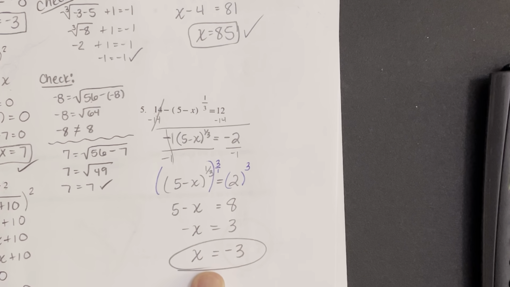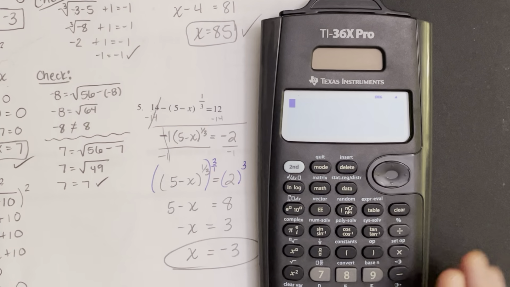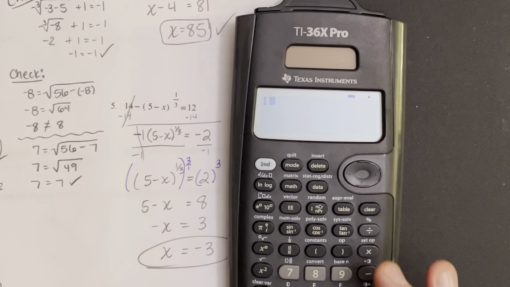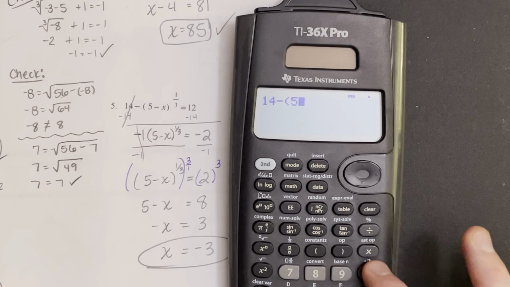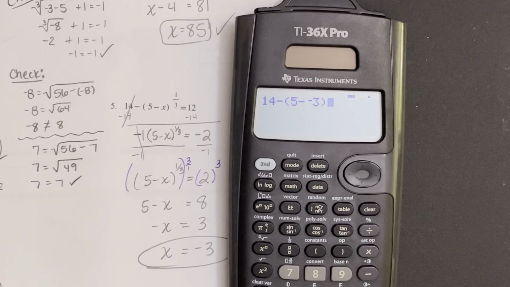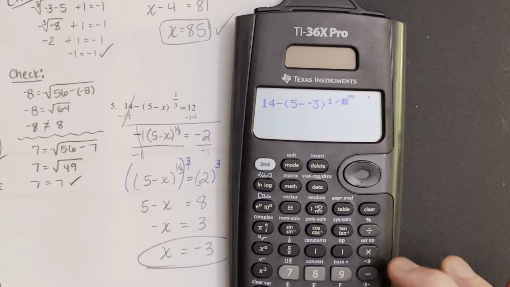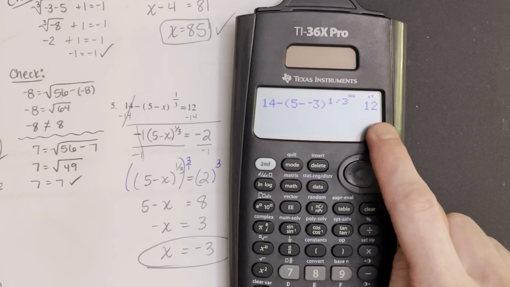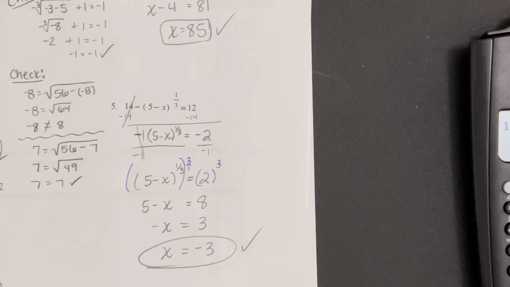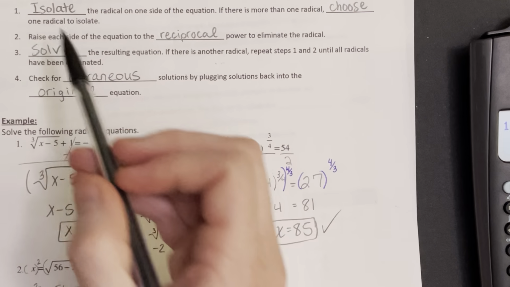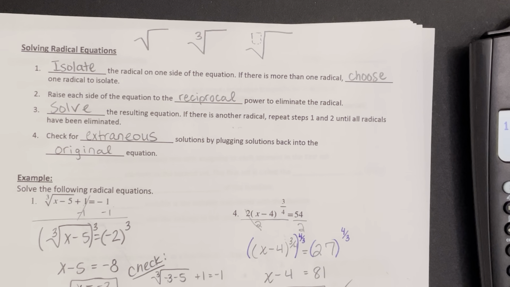Again, we're not guaranteed that that works, but we can check it with our calculator. So I'm going to go in here and type 14 minus, and then parentheses, 5 minus x. So 5 minus -3. The whole thing in the parentheses is raised to the 1/3 power. We want to see, does this equal 12? And it does. So we know that this is a correct solution. Remember always with a radical equation that you're going to need to check for extraneous solutions.